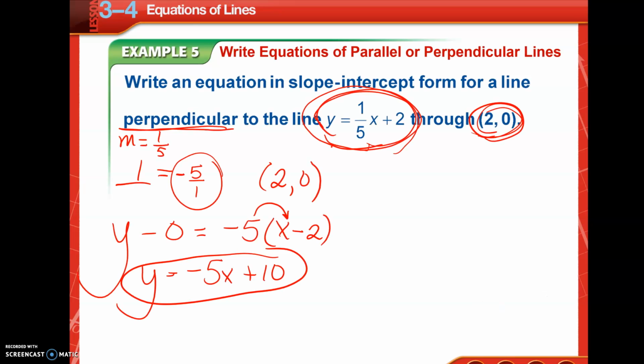If parallel, you would do the same thing, except you would keep the slope. The slope would be equal.